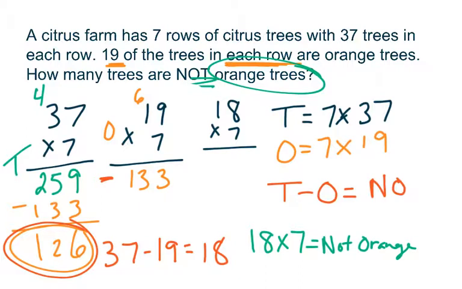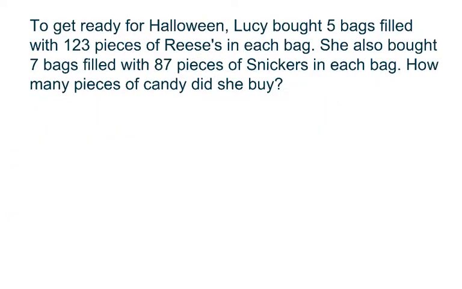I'm going to go ahead and multiply using my other method and make sure I get the same answer. 7 times 8 is 56. I put my 6 and carry my 5. 7 times 1 is 7, plus 5 is 12. So here I get not orange of 126. And doing my multiplication to find my total orange and subtract, I also get 126. So my answer of how many trees are not orange trees, 126 trees. Okay, we have 3 more problems to solve.